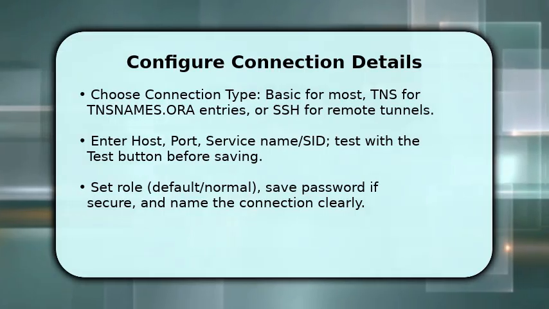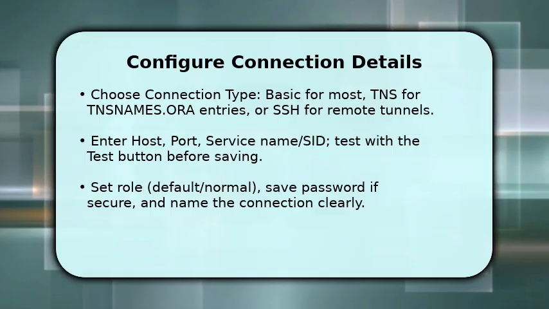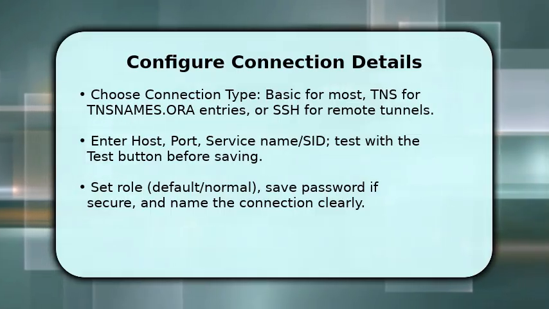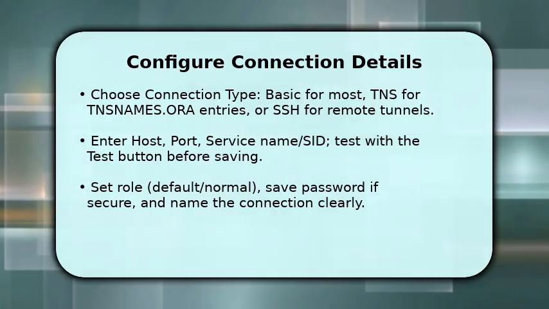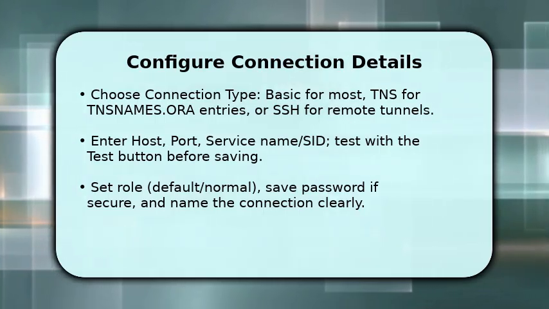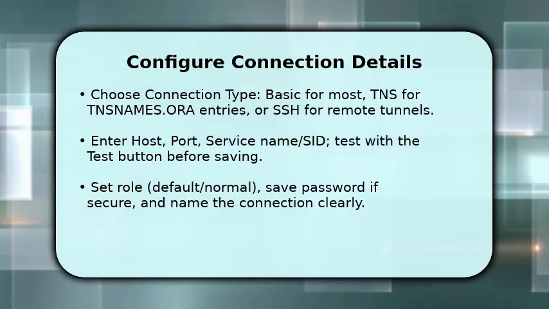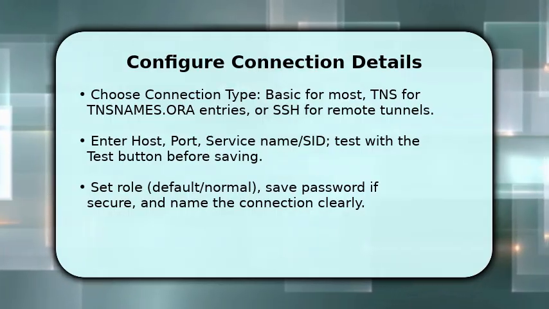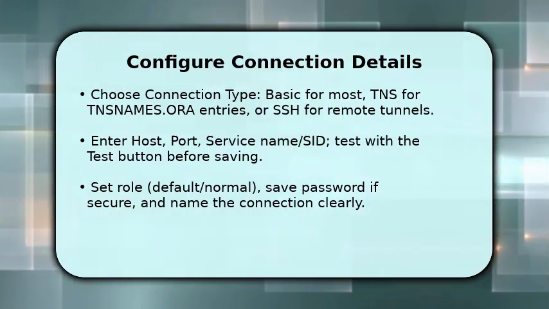Select Basic for direct host connections or TNS if you rely on TNS names. Use SSH only when tunneling. Then enter the host IP or DNS name, port, usually 1521, and the service name or SID. This distinguishes the database instance.